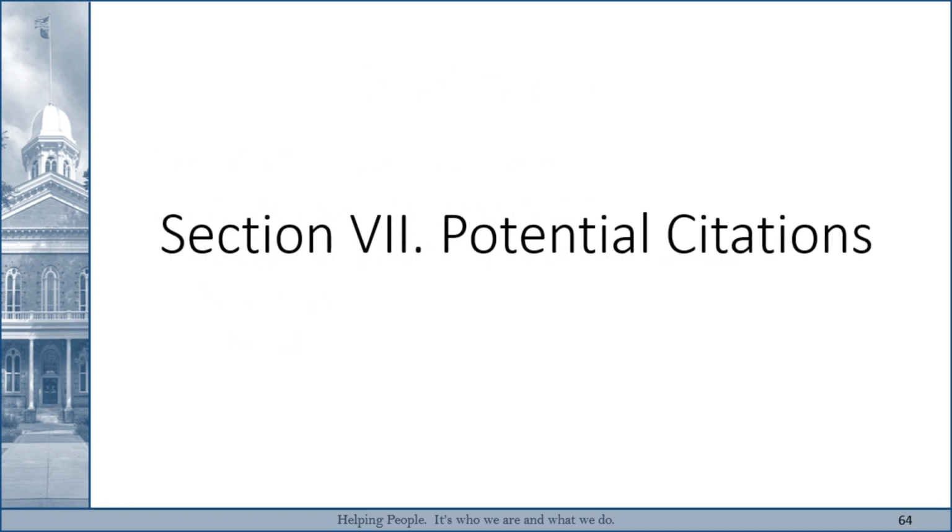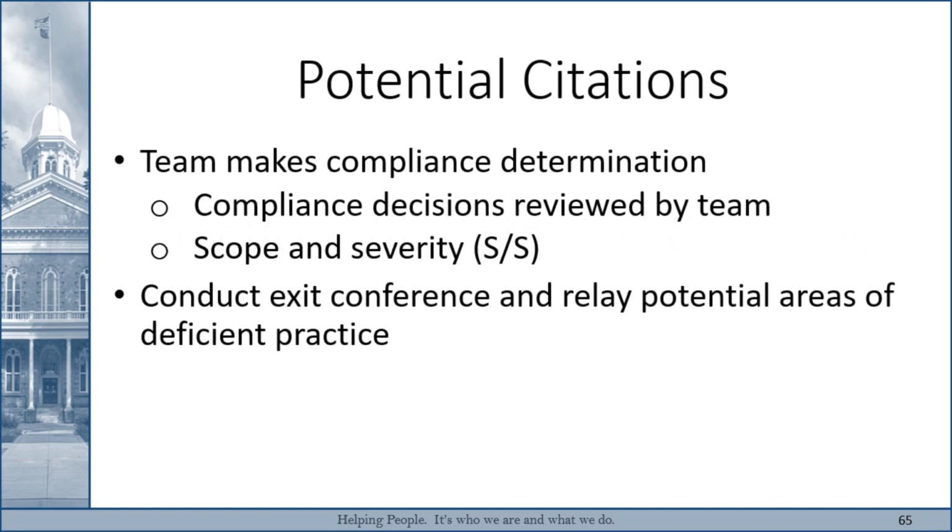Section 7, Potential Citations. The final area to cover is potential citations. After individual compliance decisions are made, the team will make a compliance and scope and severity determination for all potential citations. The meeting takes about an hour on average, but could take longer. Once the team has made a compliance decision for every tag that came forward from each surveyor, then the exit conference will take place as always.